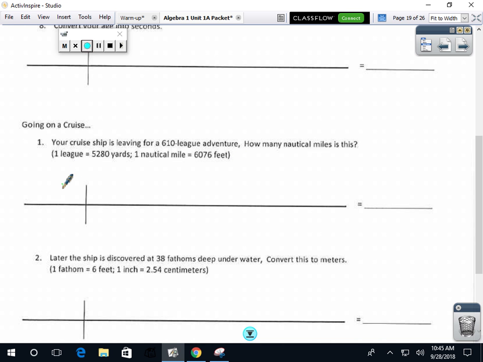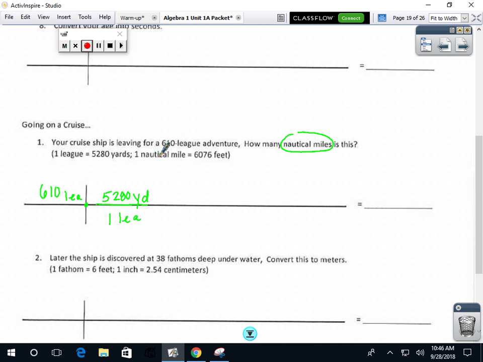All right, question number 1. What do we start our conversion chain with? 610 leagues, because that's how long the trip is. Now, since we're in leagues on the top, you've got to put leagues on bottom. Now, what's something else you know about leagues? Correct. Okay, but now remember, our goal is to get to what unit? Nautical miles.